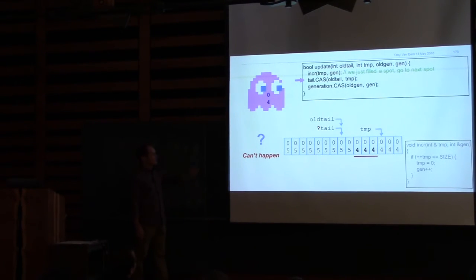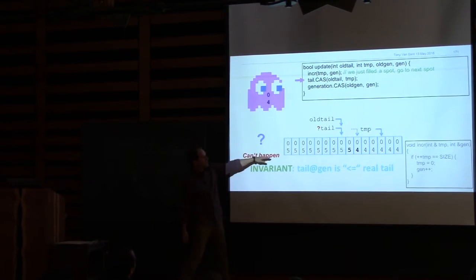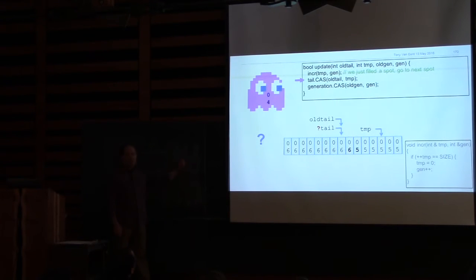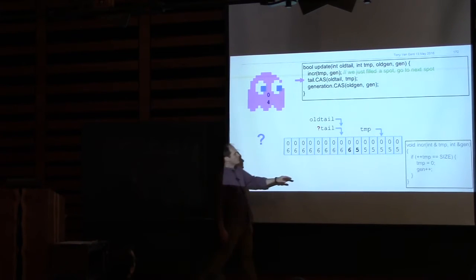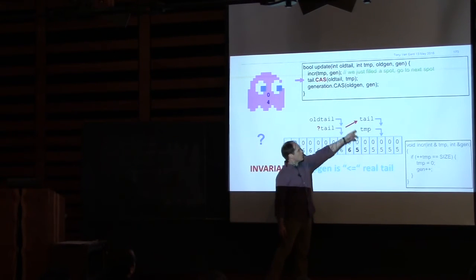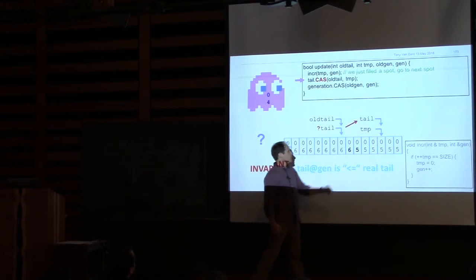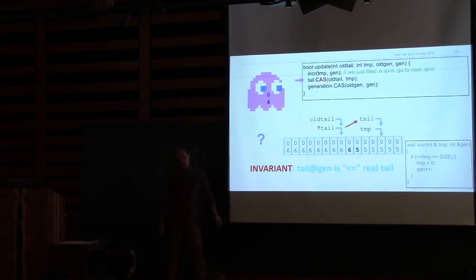All right, this case can't happen. We're great. Of course, right, and so our invariant is still okay, because that case can't happen. Of course, this case can happen. I could just go up a few generations, and now we have the same problem. If I move tail over there, it's ahead of the real tail, and I've broken my invariant.